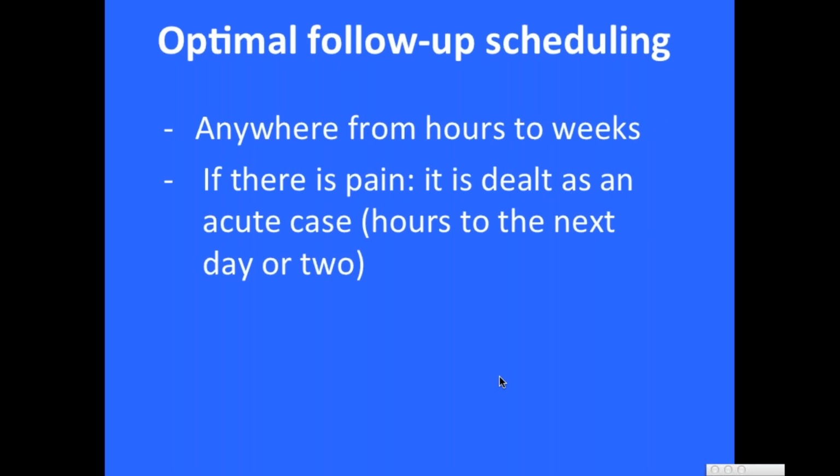If there's pain, it is dealt with as if it was an acute case. If you have a patient with pain because of the cancer, it would be very common with metastasis. It would be very common with an inflammatory type of cancer, a fast-growing cancer. So you will have pain, and pain will be considered as an acute case. So you'll schedule the appointment. You'll give the remedy and you'll schedule the appointment in hours following the intake of the remedy, or the next day or two, depending how intense the pain is.